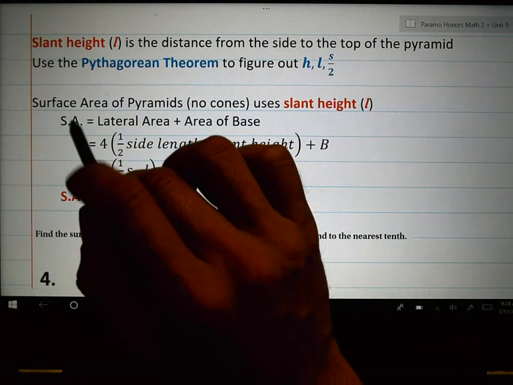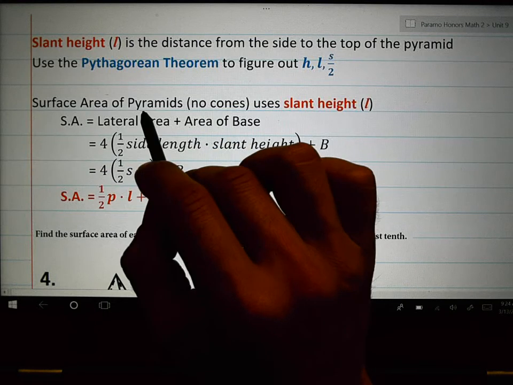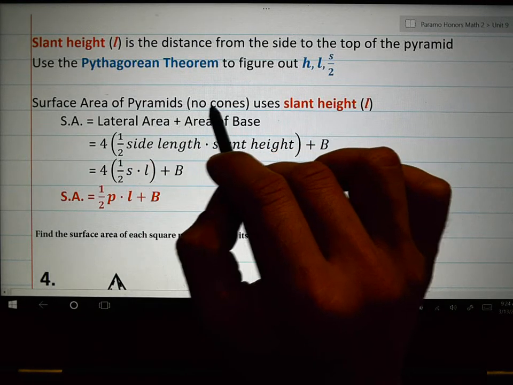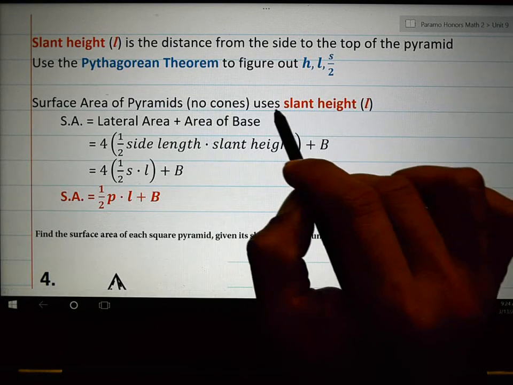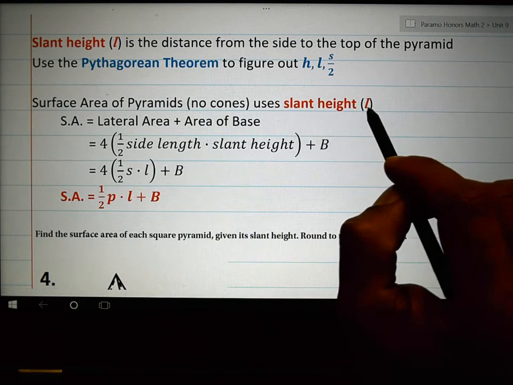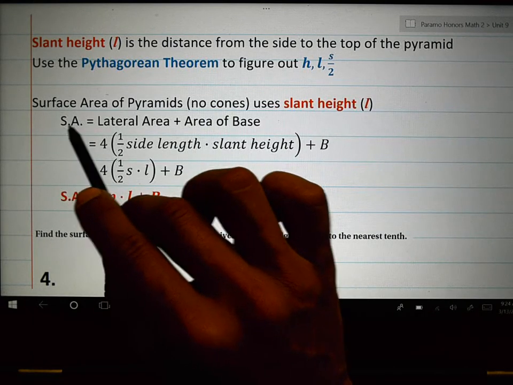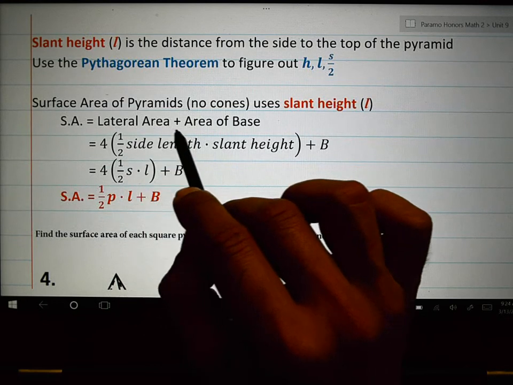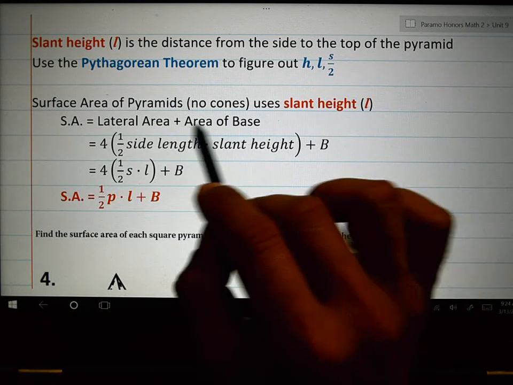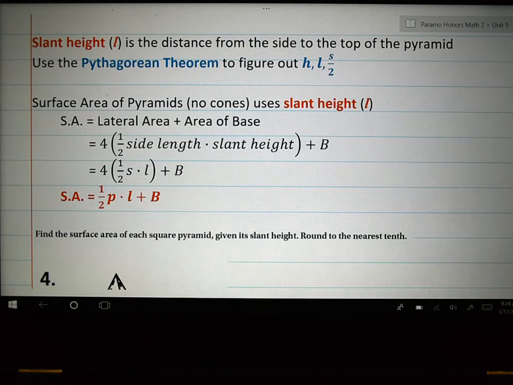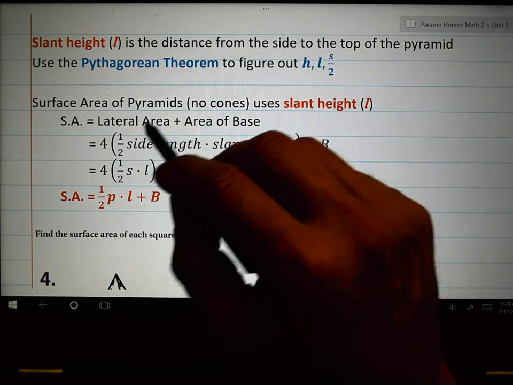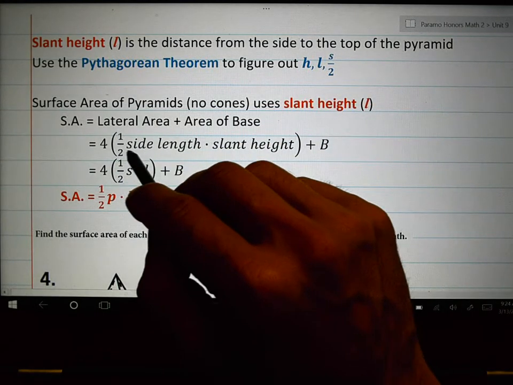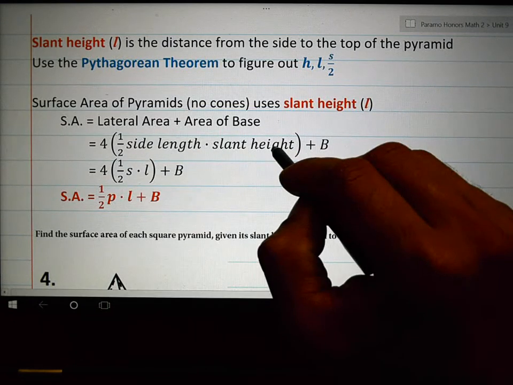And so we will have to find the surface area of a pyramid. You're not going to have to find the surface area of a cone, so don't worry about that. We're going to use slant height as L, don't forget. And so the surface area of a pyramid is the lateral area plus the area of the base, which means that you have a bunch of triangles when you think about it. If you have a pyramid with a square base, it's 1/2 the side length times the slant height, and there's 4 of those.